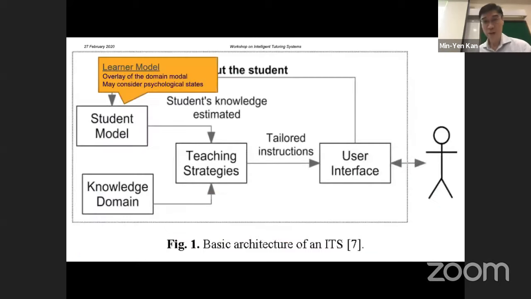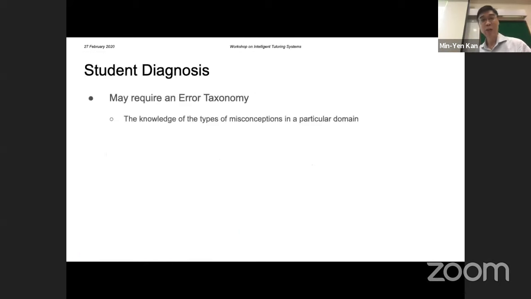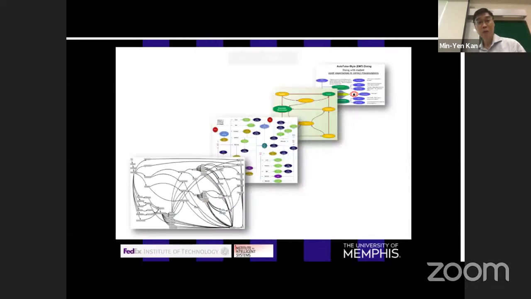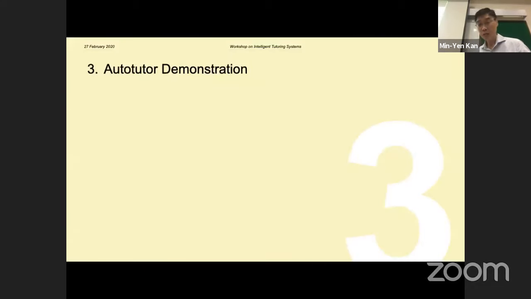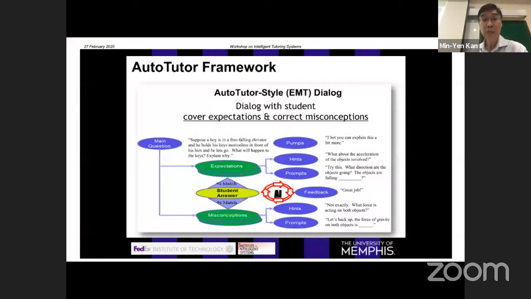Okay, so I'm going to show you a demo of AutoTutor. AutoTutor is a fourth type of ITS, as Minian said. It conducts a dialogue with the student. So it does a lot of natural language processing, which is quite an achievement in computer science, because it tries to understand the student's answers, make sense out of it.